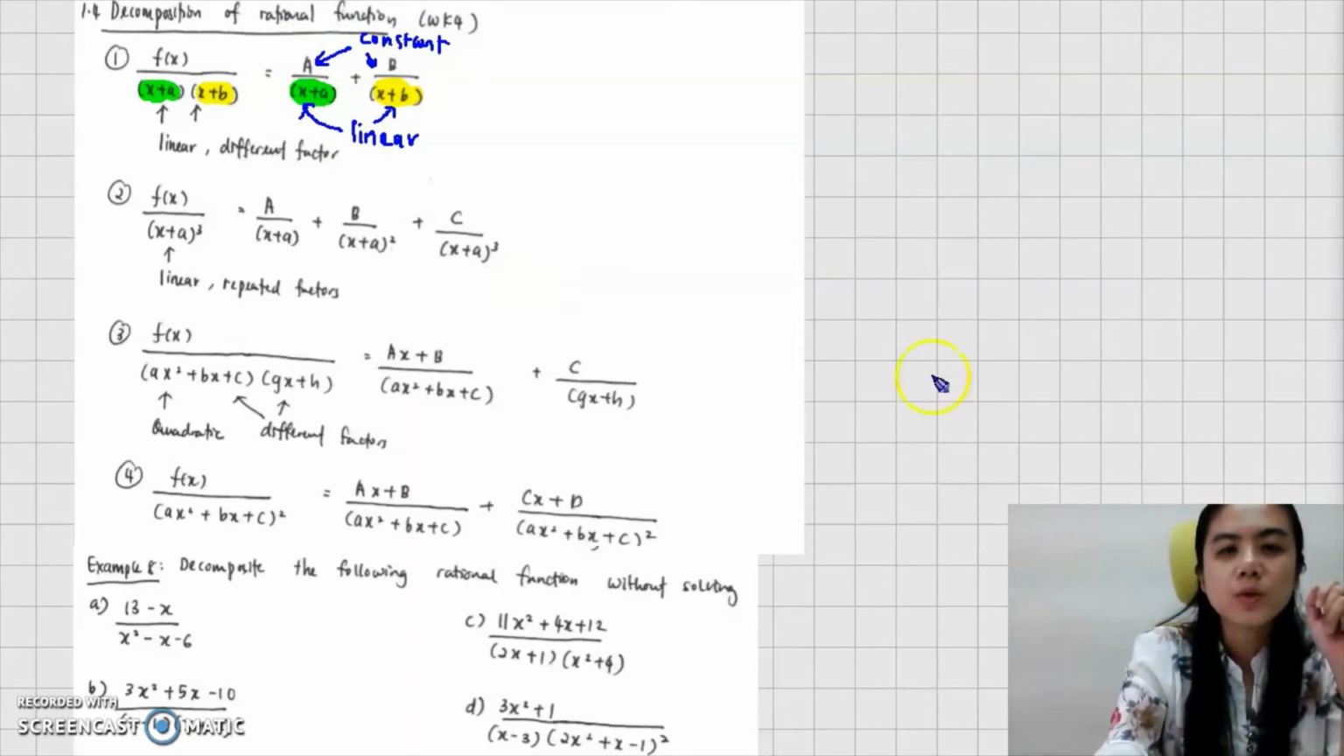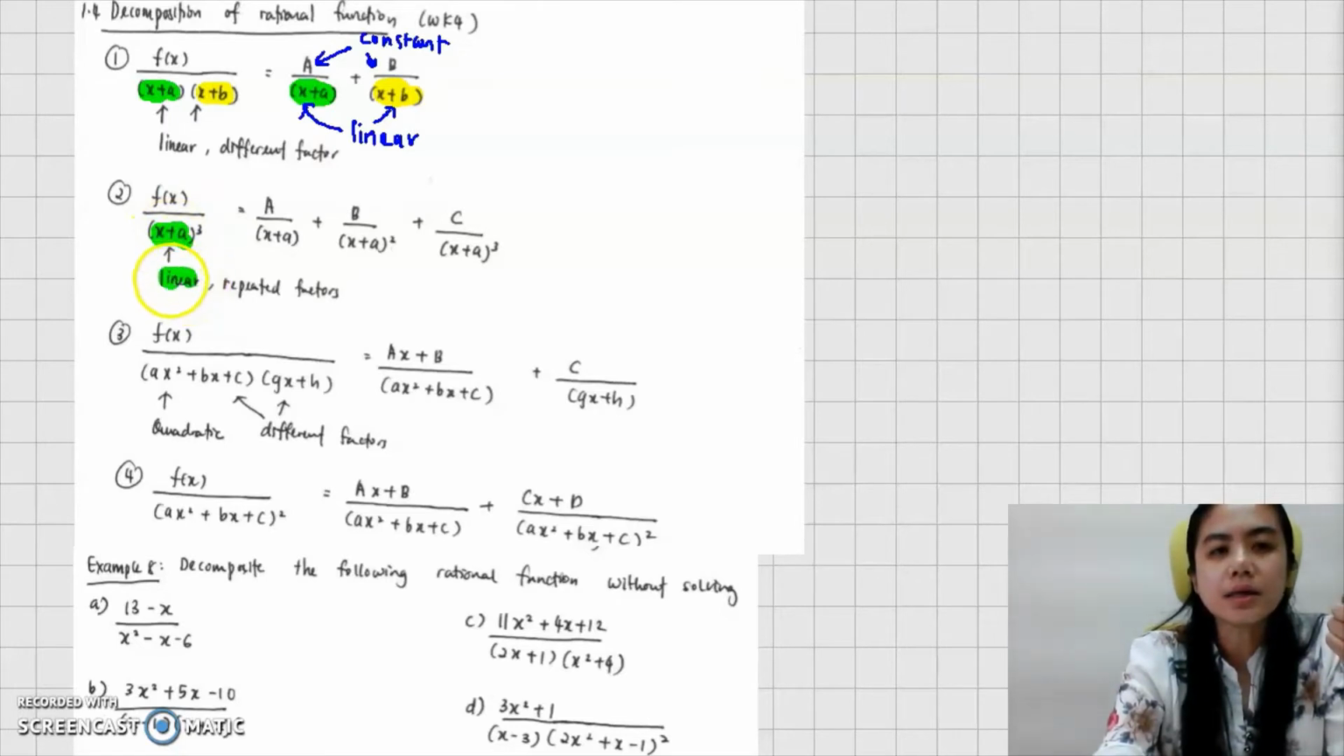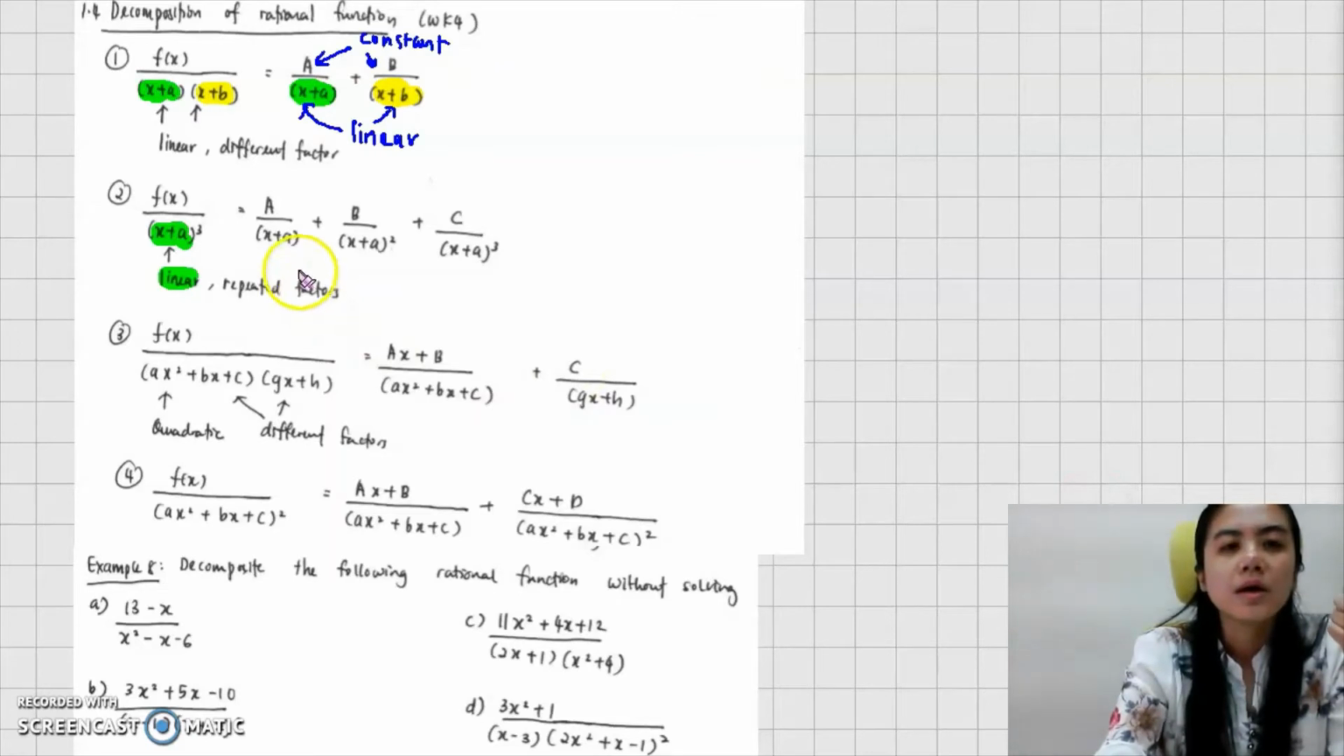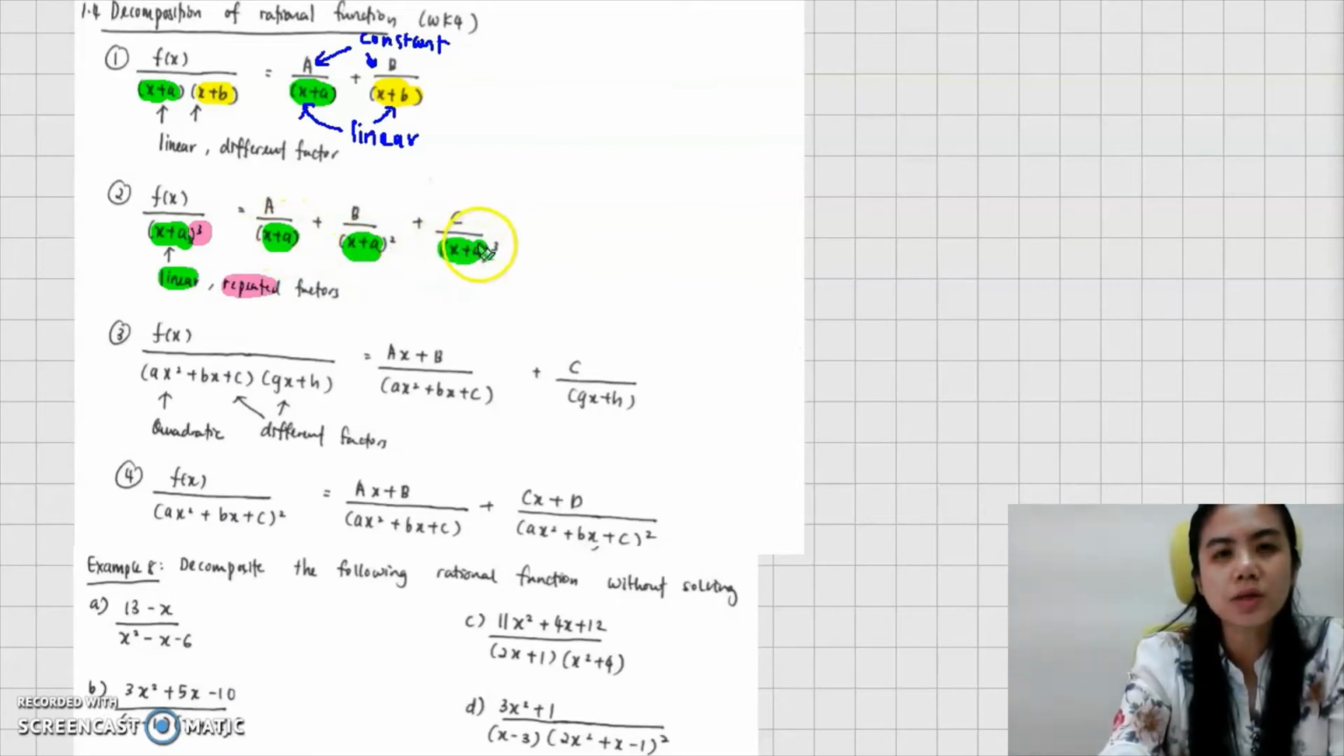Let's look at the second pattern that we'll come across. That is when you are having a linear factor, but the linear factor itself has been repeated a few times. For this case we have it repeated 3 times. So what you have to do is just write your linear factors 1, 2, and 3, and increase the power of the factor until 3.